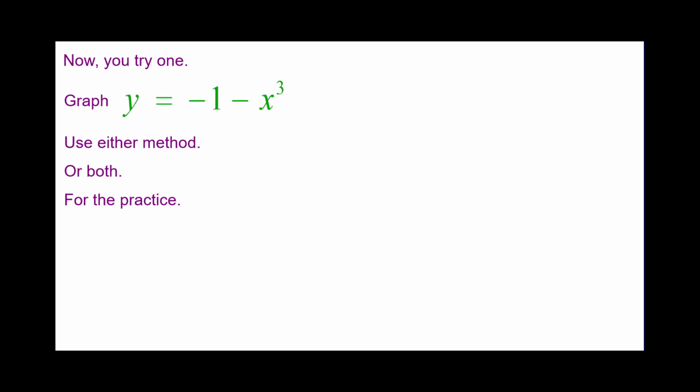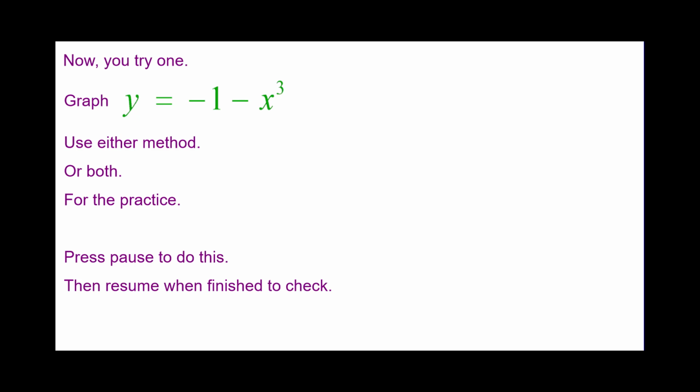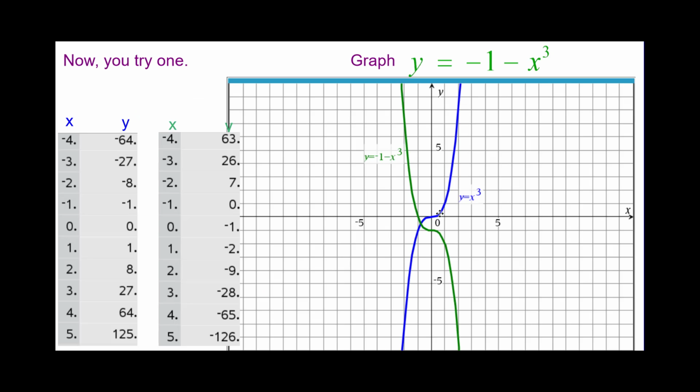Now you try one. Graph y equals negative 1 minus x cubed using either method or both of them for the practice. Press pause to do this and resume when you're finished to check your answer. And here's the answer in green compared to the parent function with both the table and the graph.